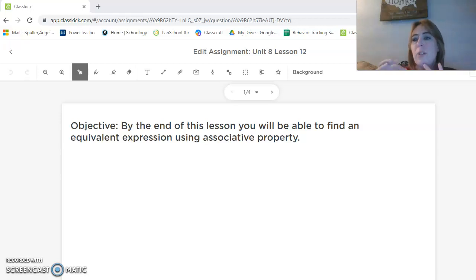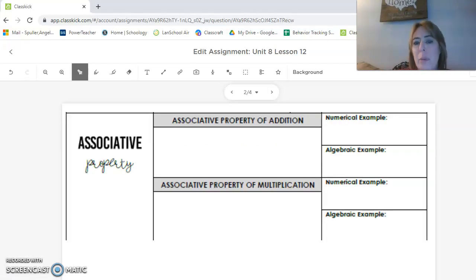By the end of this lesson, you'll be able to find an equivalent fraction, or equivalent expression using the associative property. What is the associative property? Well, again, like the commutative property, there's two different forms, the addition and multiplication.